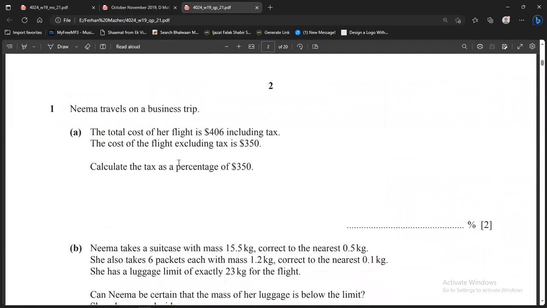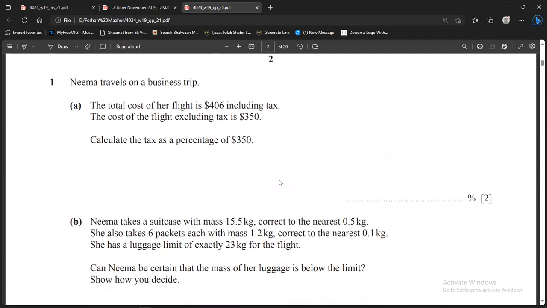Question number 1 coming up on your screen. Nima travels on a business trip. The total cost of her flight is $406 including tax. The cost of the flight excluding tax is $350. Calculate the tax as a percentage of the 350.